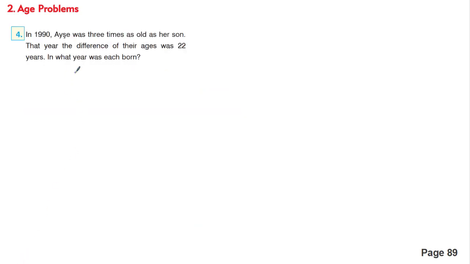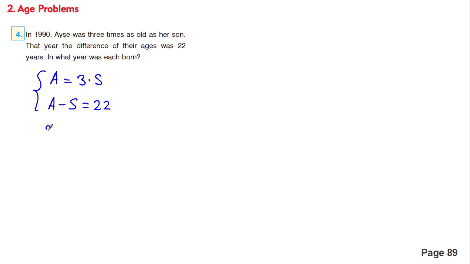Next, in 1999, Aisha was 3 times as old as her son. Let's use s for her son's age. That year, the difference of their ages was 22. So Aisha, of course, being the mom, would be the older one. Aisha minus her son's age would be 22. This is a very simple system of two linear equations with two unknowns.